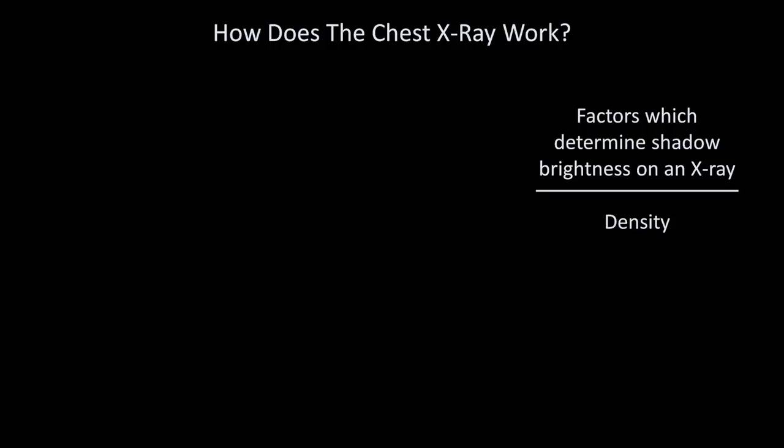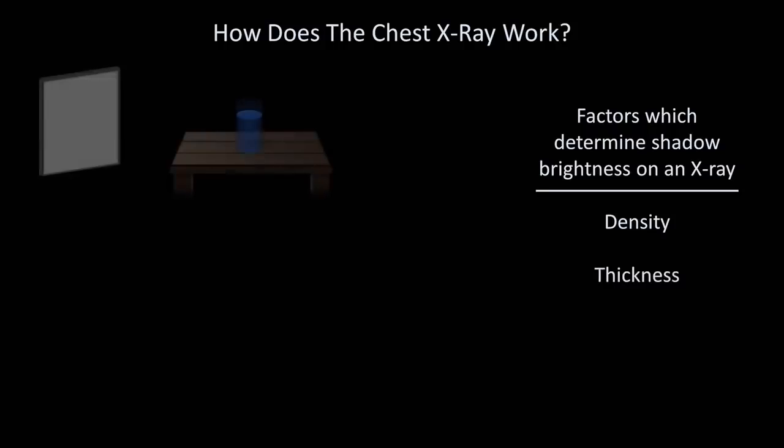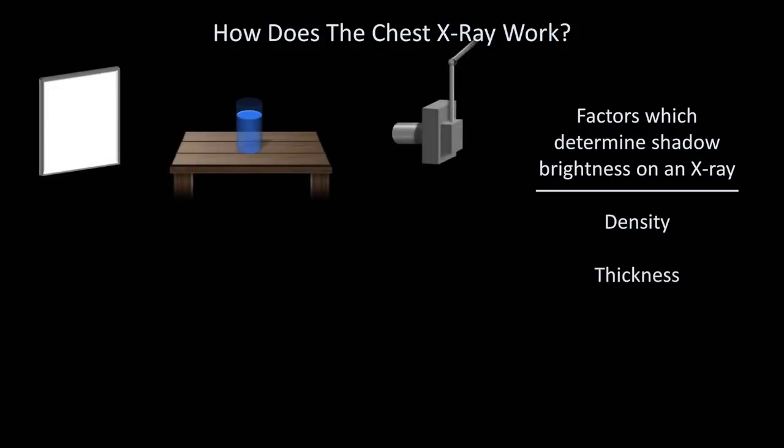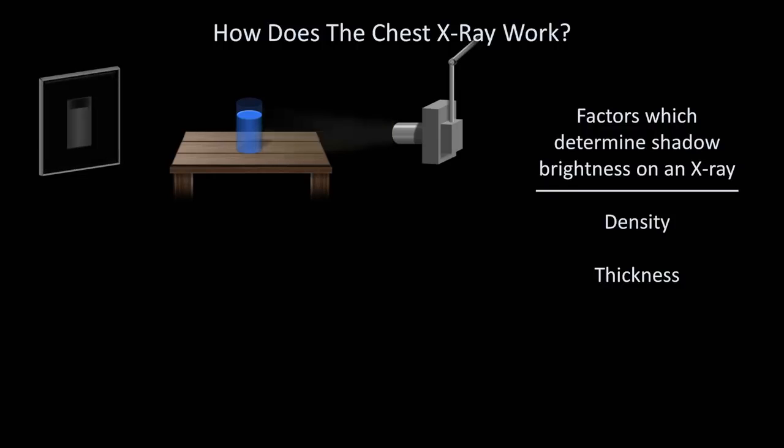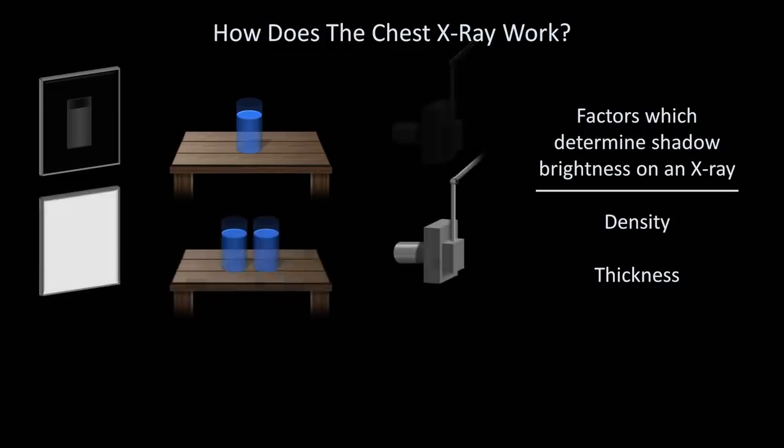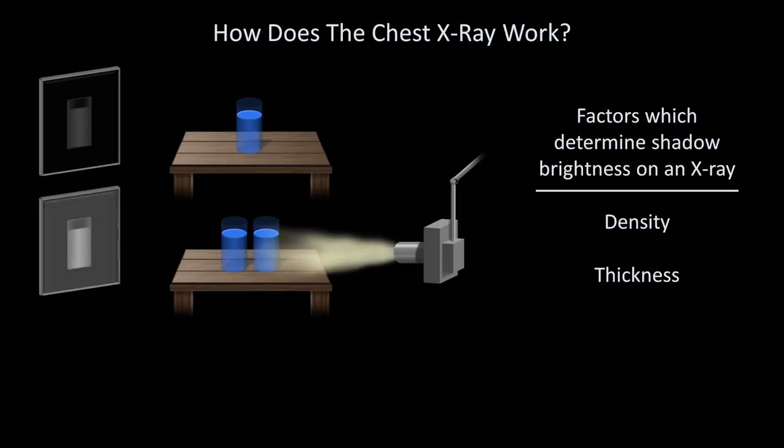The next factor which determines shadow brightness is the thickness of the structure being X-rayed. If we take a single, relatively thin glass of water and expose it to X-rays, most will pass through, resulting in a very dark image on the film. If instead of one glass of water we line up two glasses in a row and shoot X-rays through both, twice as many will be blocked.